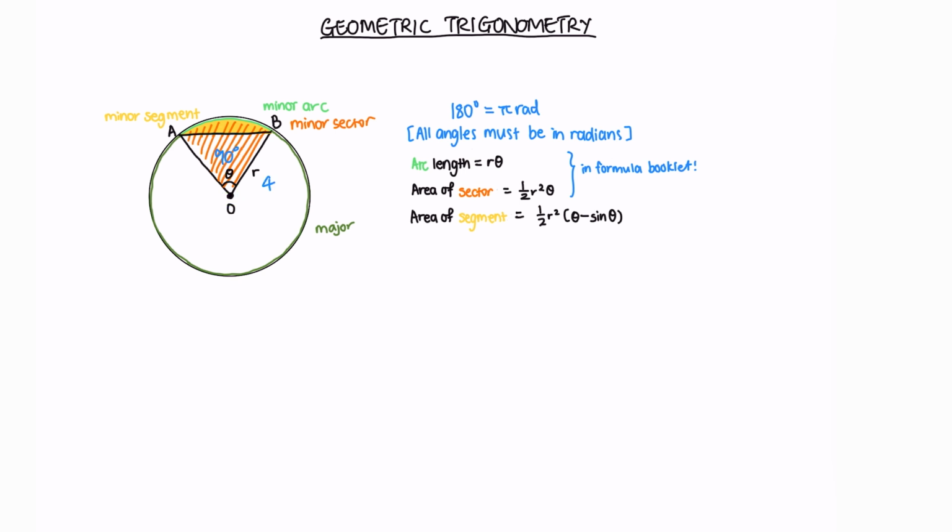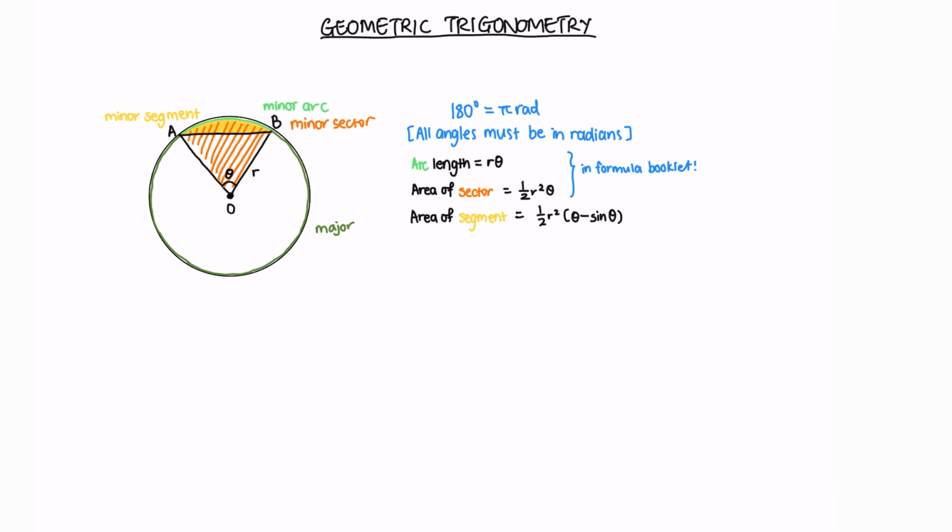So similar to earlier, let's say we want to find the major arc length. We need to do r times theta, which in this case, the major arc length will be 4 times theta, which is 3 pi over 2, which is the radians conversion for 270 degrees.